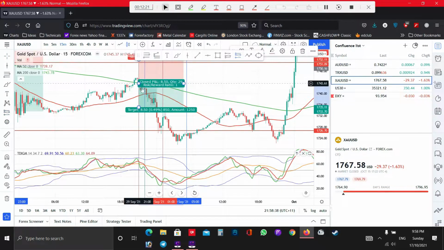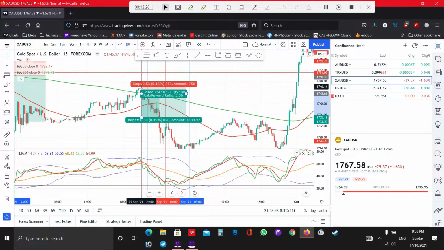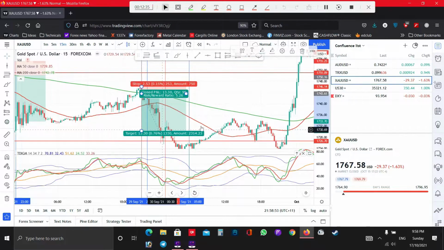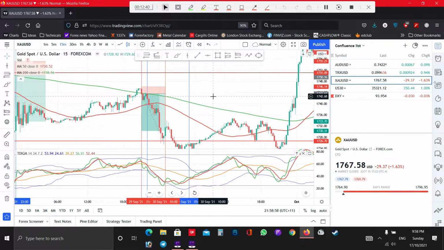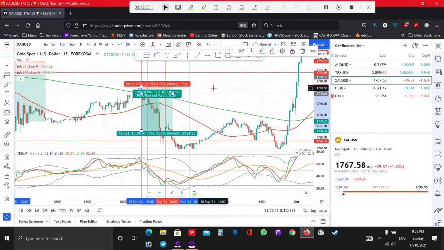So you could enter here on 15 minutes and then you could have a much smaller risk. And then if you go down to this exact candle here, the trade only lasts this long. So if you closed your entry at the cross again, then the trade only lasts this long. And what's the ratio again? 1:5 risk to reward ratio.